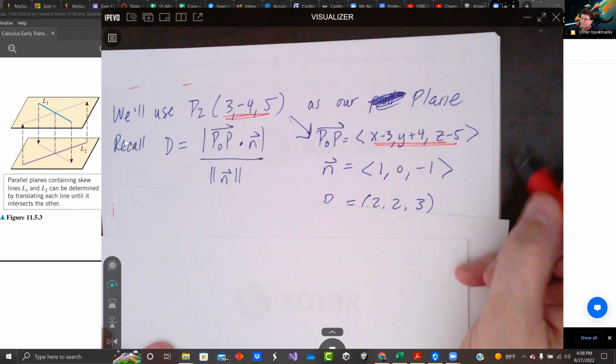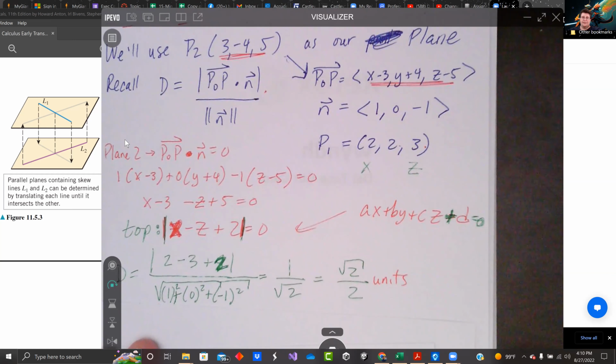and divided by the magnitude of N. That'll wrap up 11.6. That'll be done.